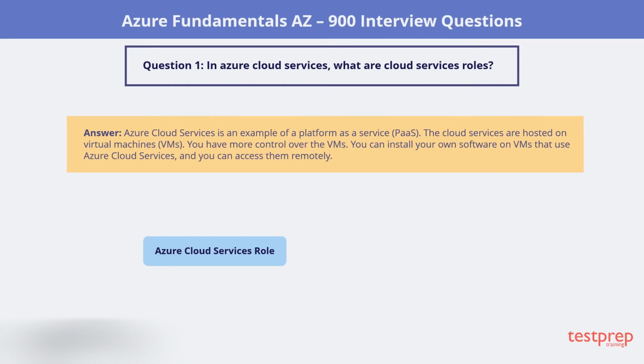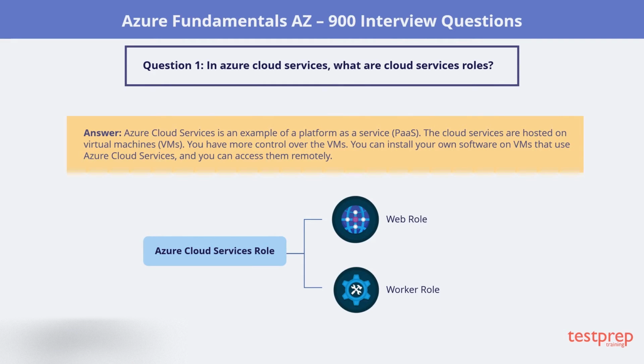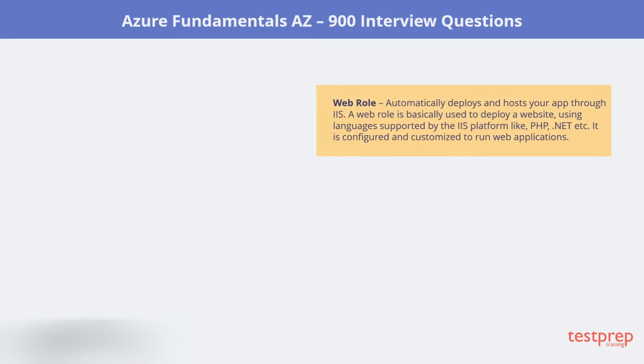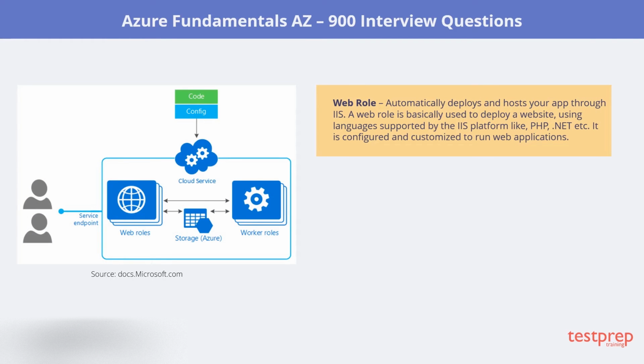There are two types of Azure Cloud Services roles. One is web role, and the other is worker role. The only difference between the two is how your role is hosted on the VMs. Let's discuss each of these roles in detail. Web role automatically deploys and hosts your app through Internet Information Service. A web role is basically used to deploy a website, using languages supported by the Internet Information Service platform, like PHP, .NET, etc. It is configured and customized to run web applications.